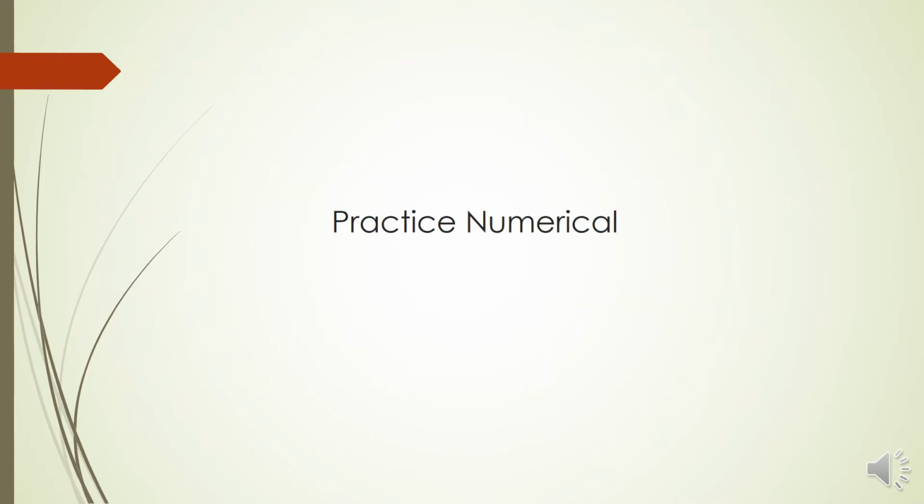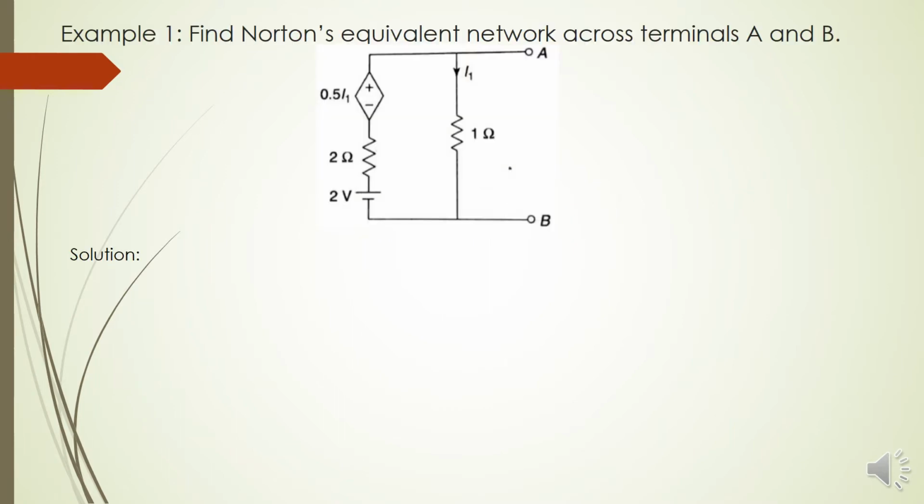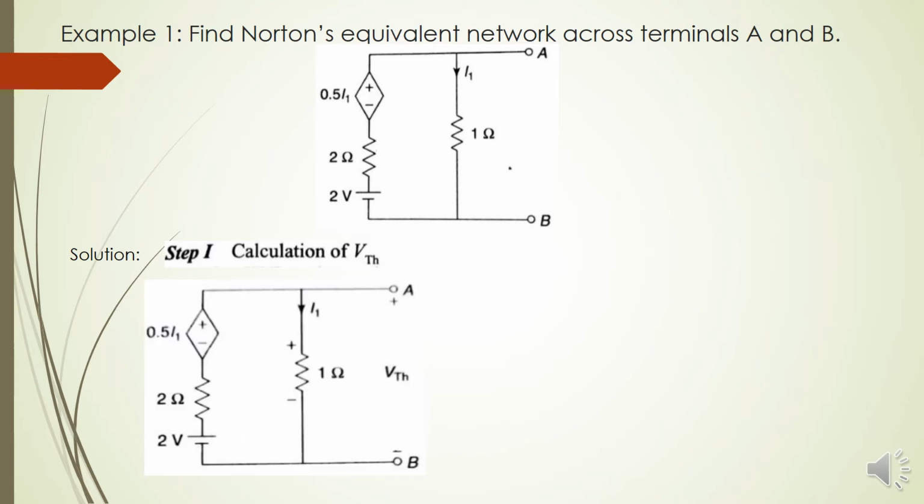So, some practice numericals. Find the equivalent network across the terminals A and B. The first step is the calculation of VTH. Mark the location of VTH in the network with its polarity.